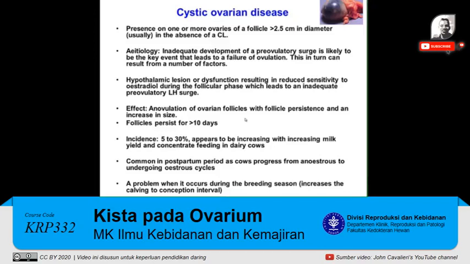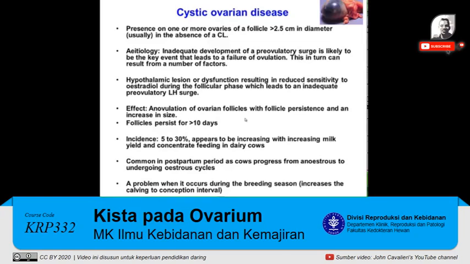What is the cause of the condition? The usual cause is an inadequate development of a pre-ovulatory surge of luteinizing hormone, and this results in a failure of ovulation, and this can be caused by a number of factors. One of the problems with an inadequate surge of luteinizing hormone is that there's an insignificant stimulus to induce ovulation to occur. Now this can result from a number of physiological reasons.